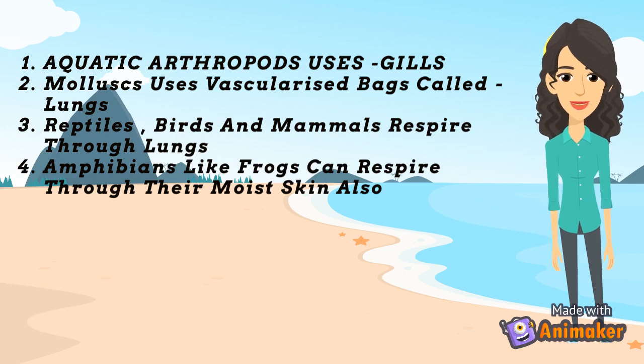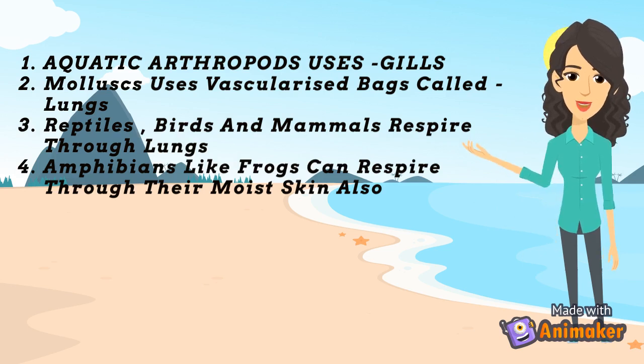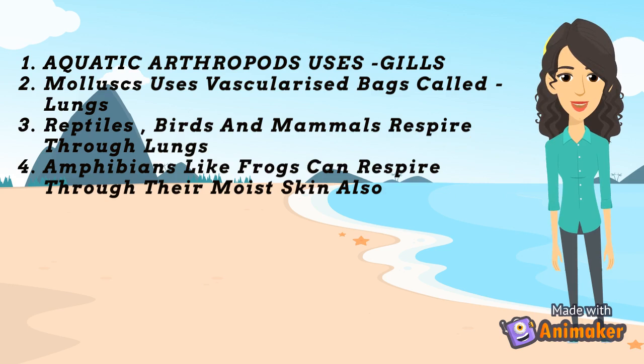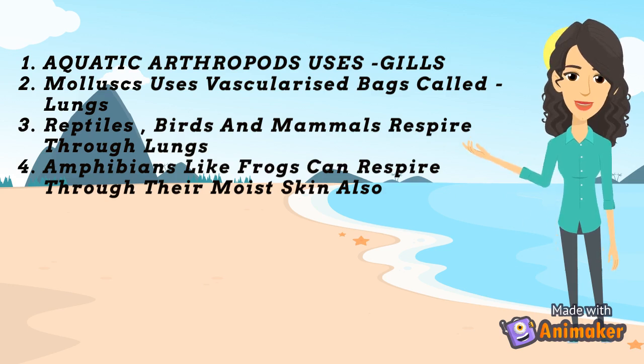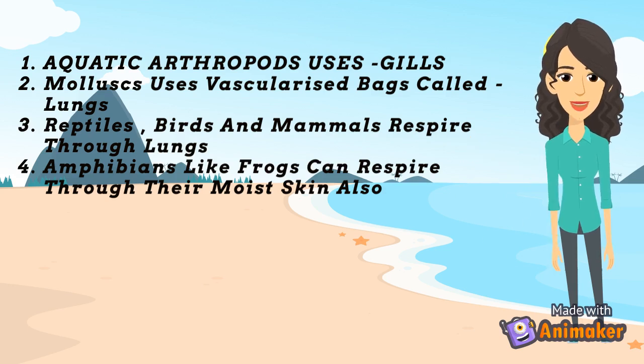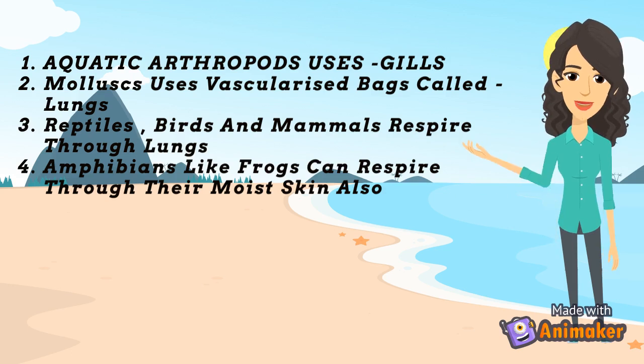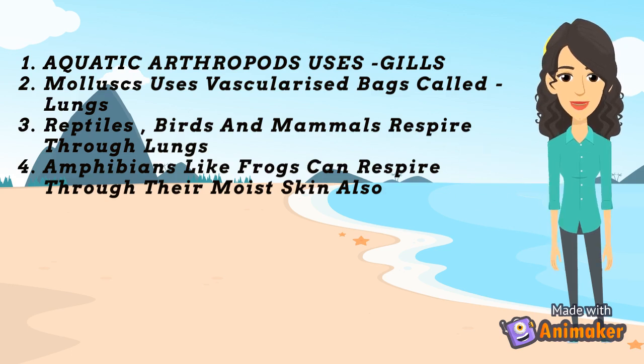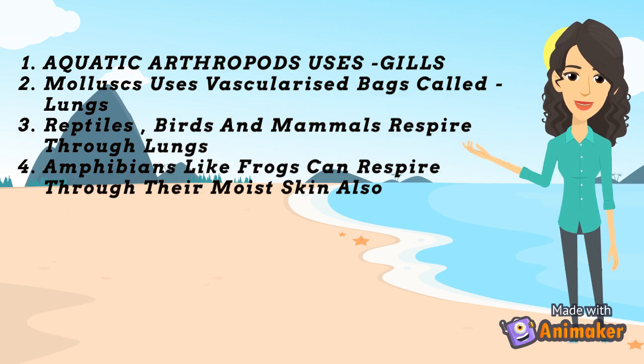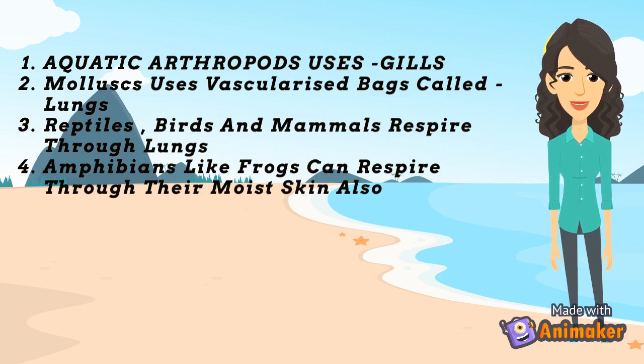Earthworms use their moist cuticle, and insects have a network of tubules to transport atmospheric air within the body. Special vascularized structures called gills are used by most of the aquatic arthropods and mollusks, whereas vascularized bags called lungs are used by the terrestrial forms for the exchange of gases.